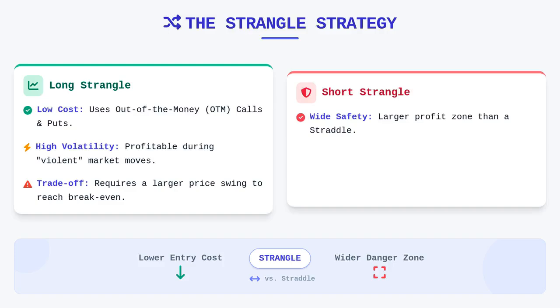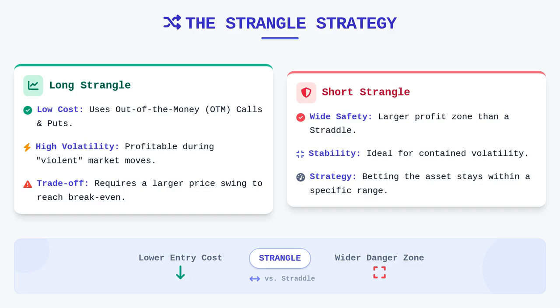For the seller, a short strangle provides a wider zone of profitability because the underlying asset has more room to move before either leg is tested against the strike price. This makes it a popular choice for traders who have a strong view that volatility will remain contained within a specific trading range.